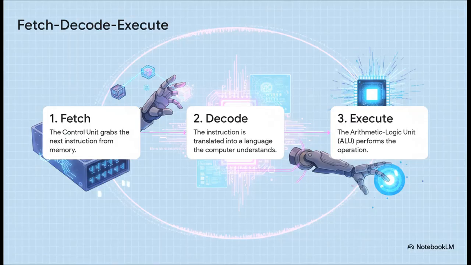So how does this machine actually run a program? Well, it uses a simple but relentless loop. It's called the fetch, decode, execute cycle. You can think of it as the computer's heartbeat. First, it fetches an instruction from memory. Then, it decodes what that instruction means. And finally, it executes the command. And it does this billions of times, every single second.